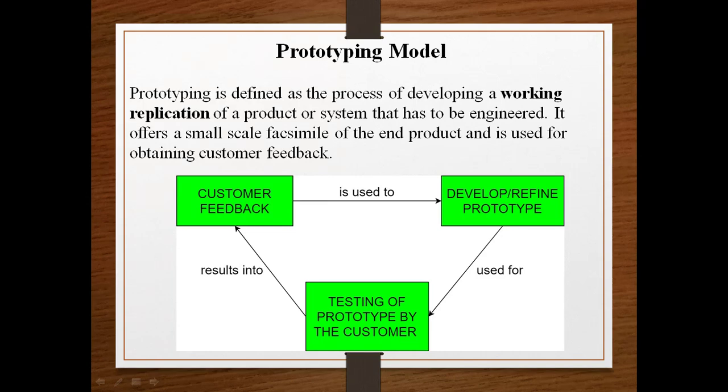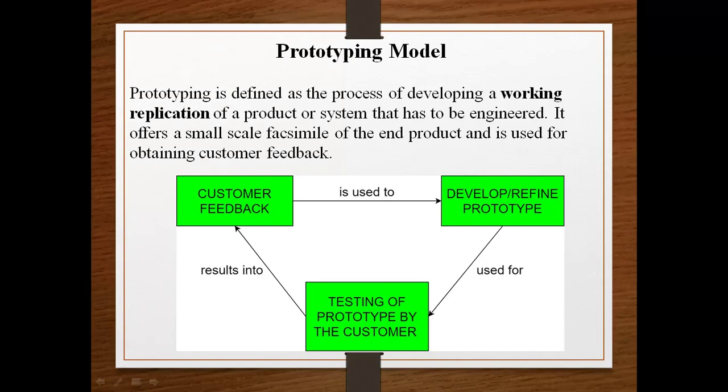Prototyping is defined as the process of developing a working replication of a product or system that has to be engineered. It offers a small scale facsimile of the end product and it is used for obtaining customers' feedback. Let's take an example of a construction company. Whenever you go to book a flat, they will always show you a small model, a working model, or you can say a replica of the actual product. The customer gives the feedback and on that the refinement is done. Once the refinement is done, it is again tested, and again customer feedback is taken.